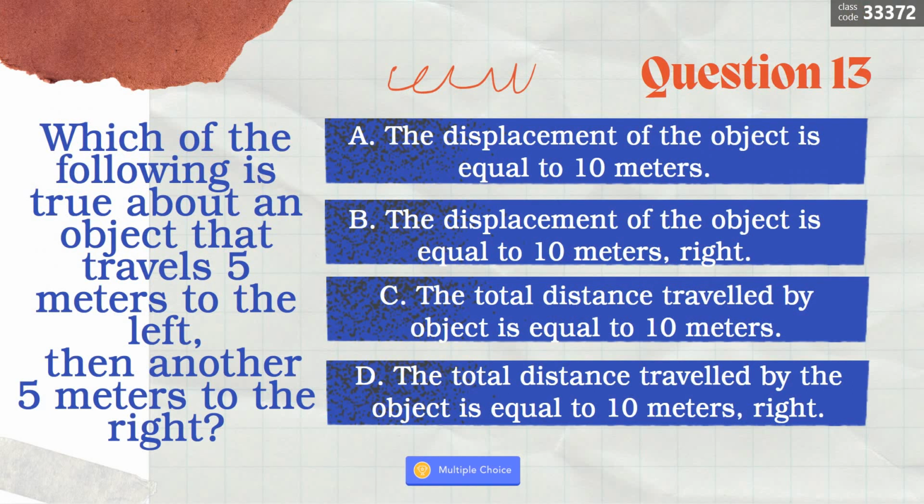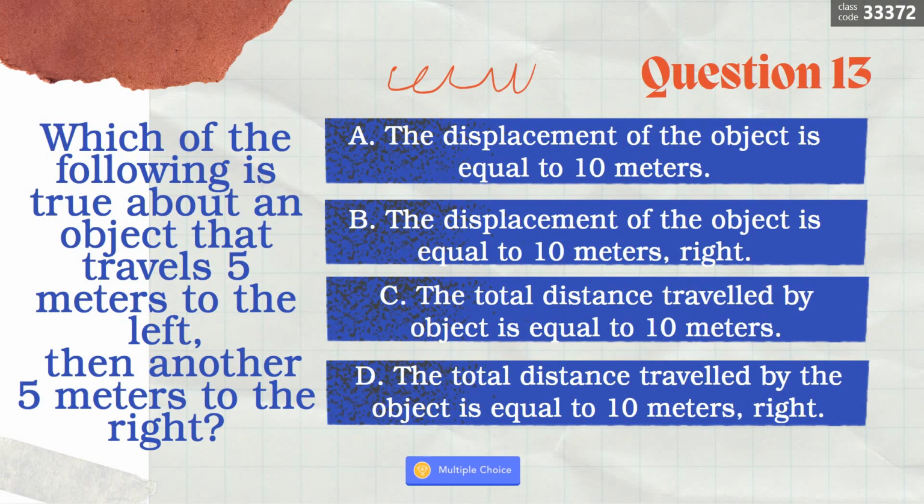Let's proceed with question number 13. Which of the following is true about an object that travels 5 meters to the left, then another 5 meters to the right?